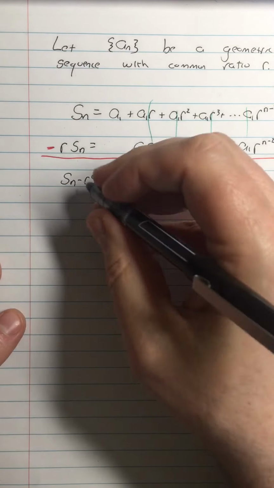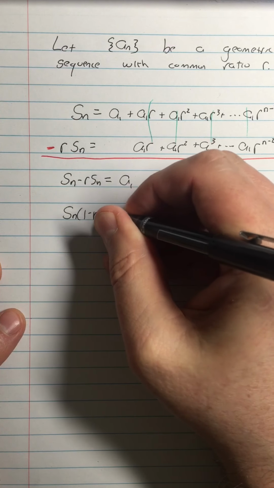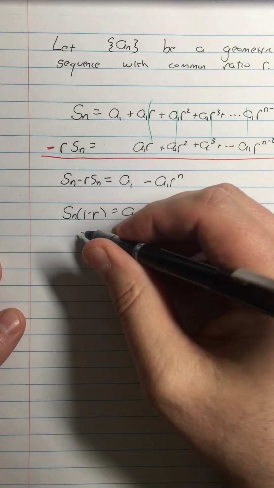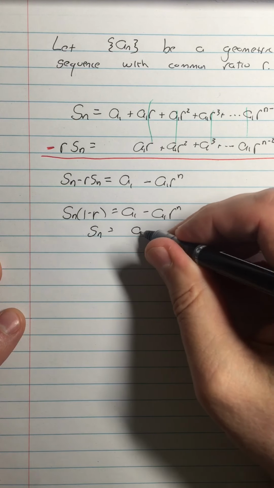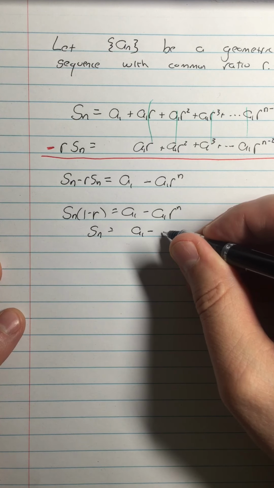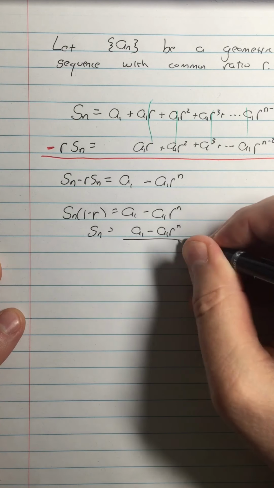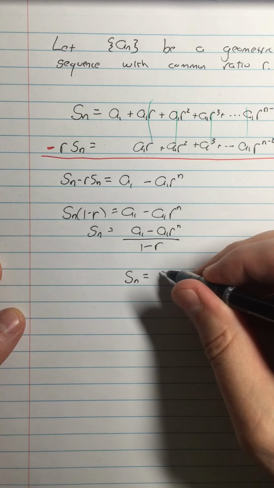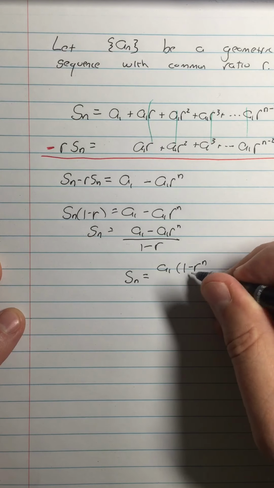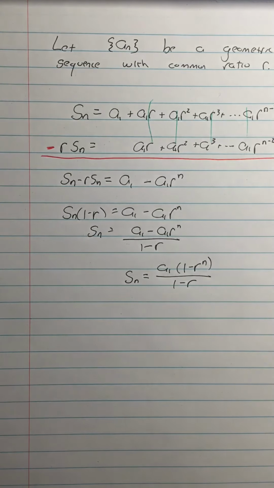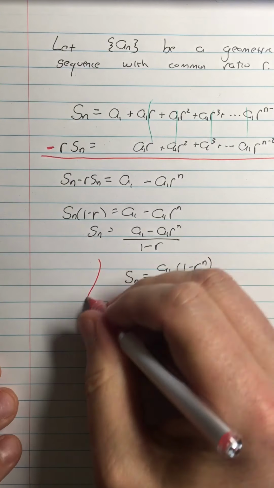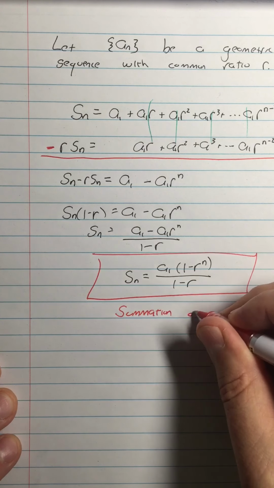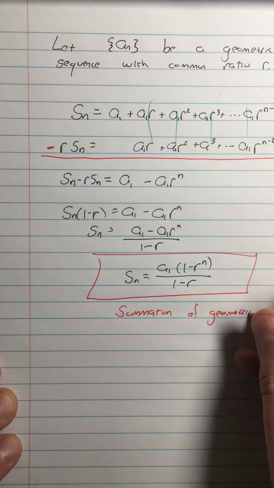So now what we do is solve this for S sub n. So S sub n times 1 minus r, we factor the S sub n out, equals a sub 1 minus a1 r to the n. So that means that S sub n equals a1 minus a1 r to the n over 1 minus r, and then traditionally we factor out the a sub 1 from the top. S sub n equals a1 times 1 minus r to the n, over 1 minus r. So this formula is the summation of a geometric sequence. It's going to be extremely important to us in the next section.